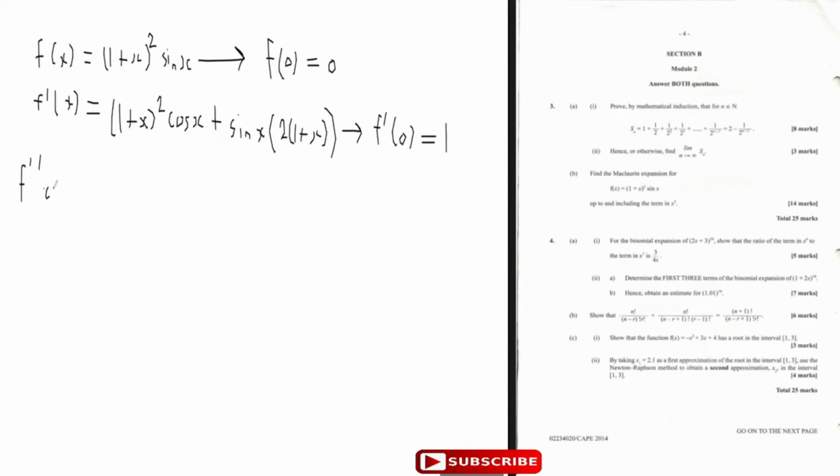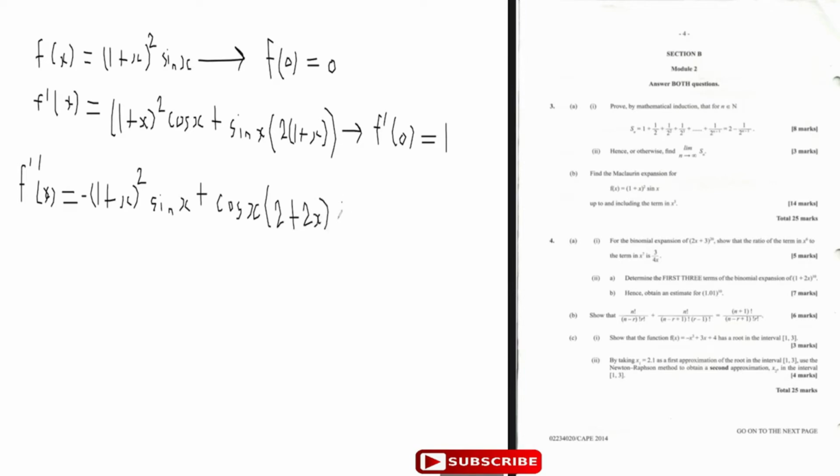So to find f double prime of x, again we're going to use the product rule. Differentiating 1 plus x squared cos x, we keep the first to get 1 plus x all squared times the derivative of the second. When we differentiate cos, we get minus sine. So we get minus sine x, plus keep the second. So we're keeping the cos x now, plus keep the second times the derivative of the first. When you differentiate the first, we're going to get 2, carry down the power, subtract 1 from the power, so it's really 2 plus 2x.